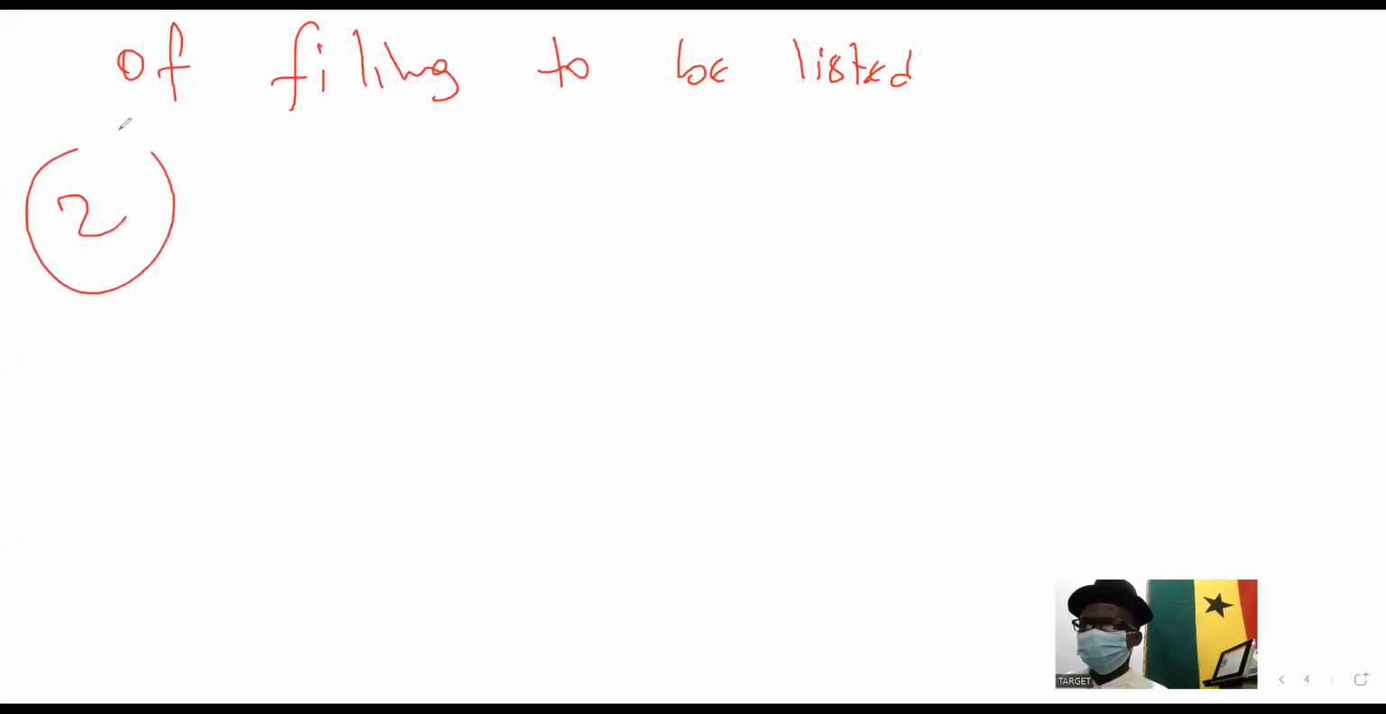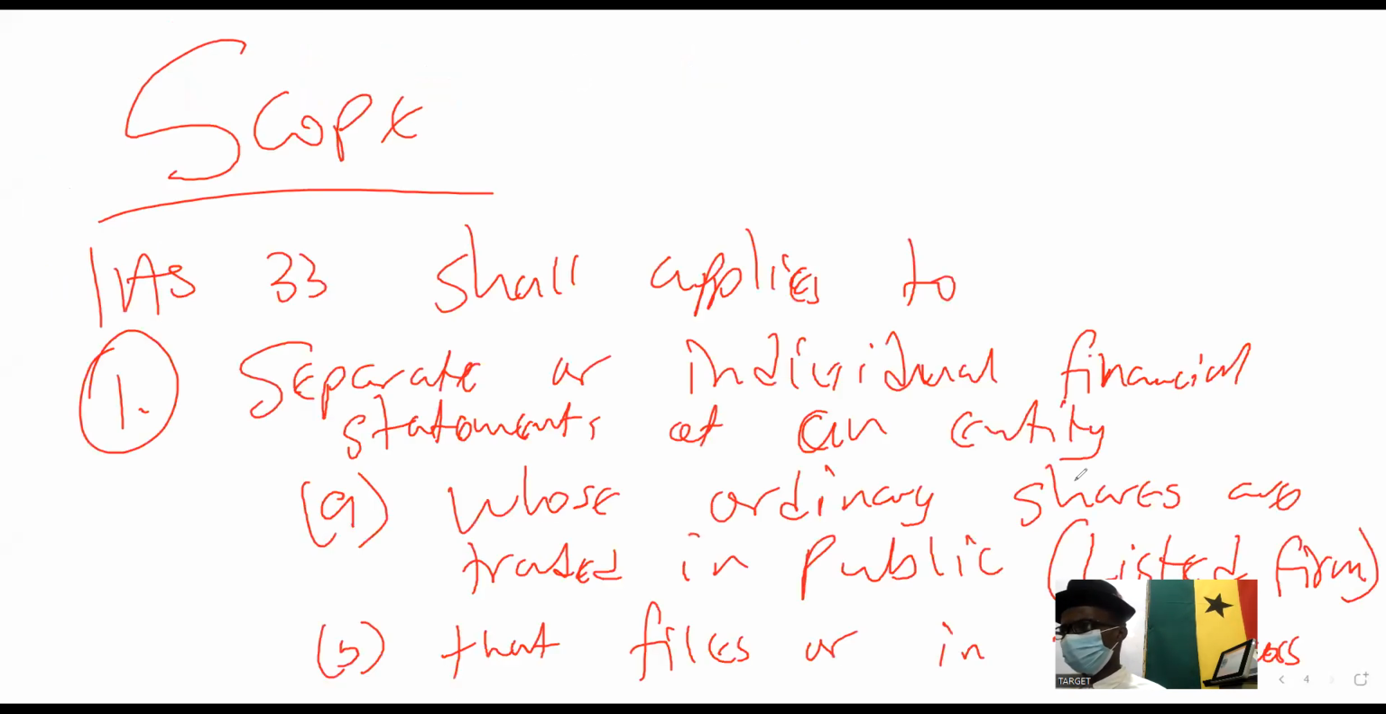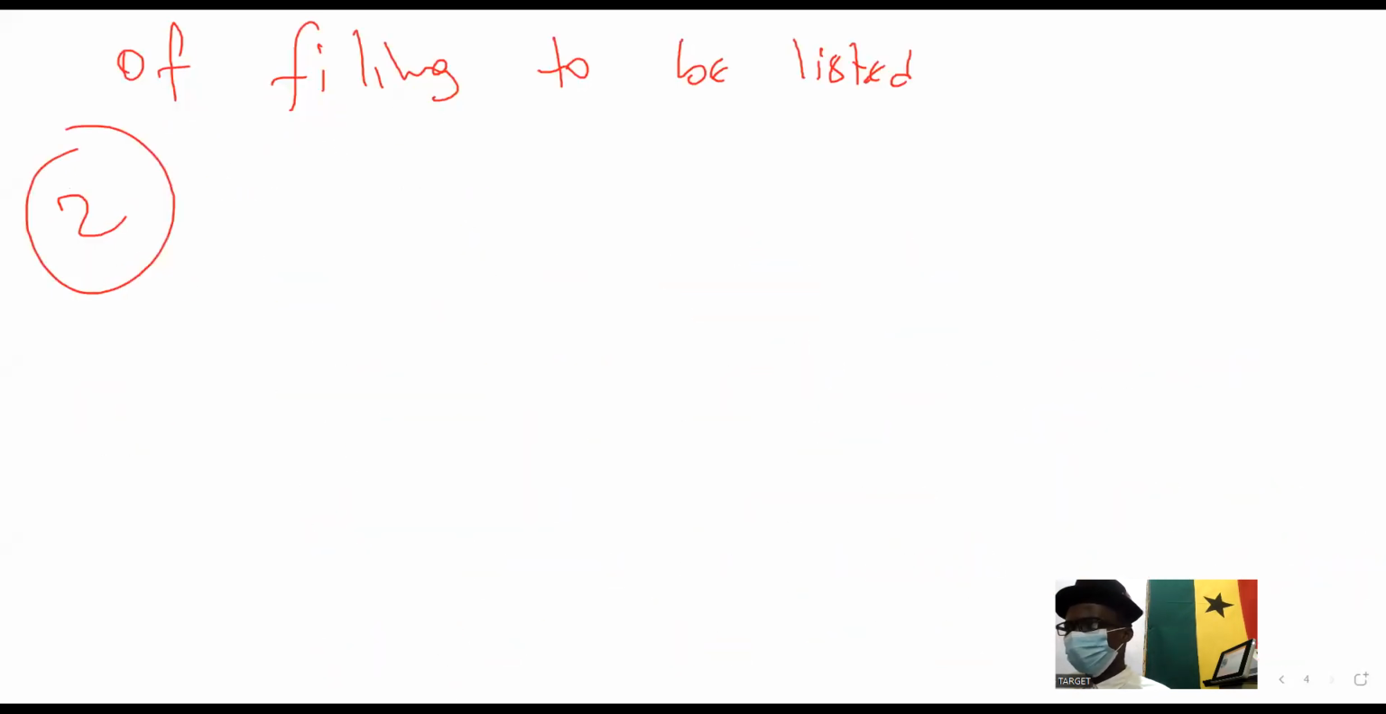Now the next entity, number 2. Number 1 is individual financial statements. Number 2 is group accounts, the consolidated financial statement of a group. Take notice. Consolidated.